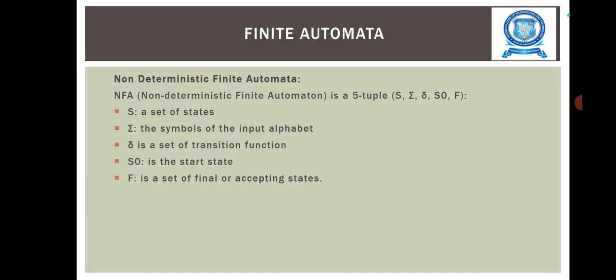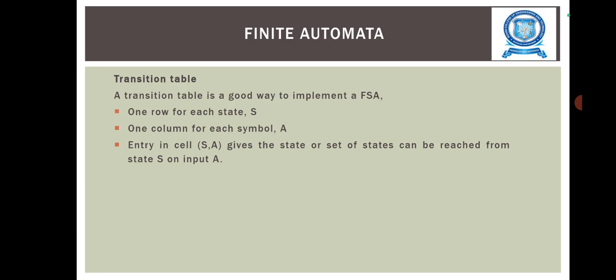Non-deterministic finite automata. It is a five-tuple (S, sigma, delta, S0, F). Here S is a set of states, sigma is the set of symbols of the input alphabet, delta is the transition function, S0 is the start state, and F is a set of final or accepting states.